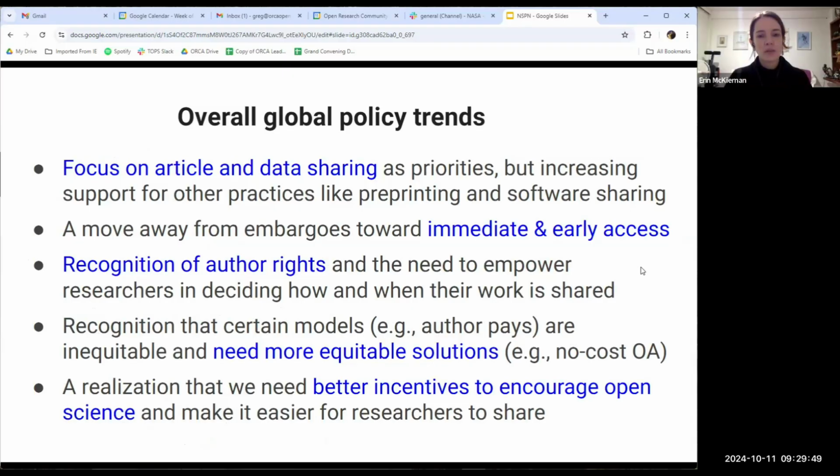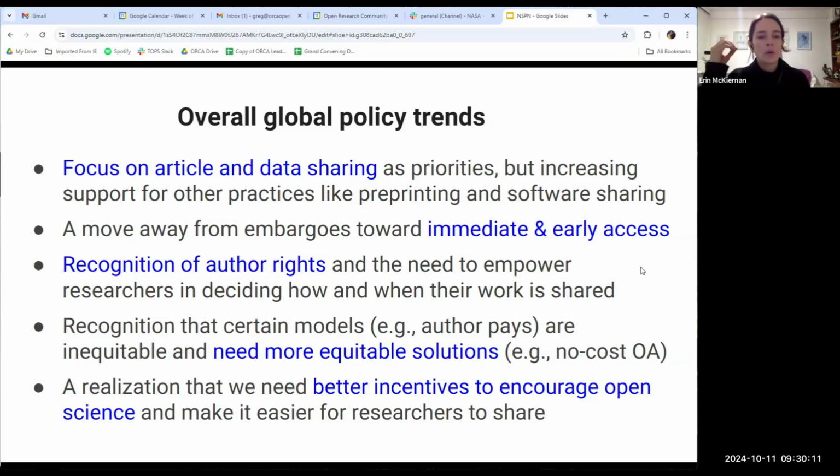Yeah, so Greg mentioned the numerous organizations, international organizations, national governments, the U.S. initiatives on open science. And so we just wanted to condense a little bit of that and talk about some of the overall global policy trends that we're seeing with respect to open science.